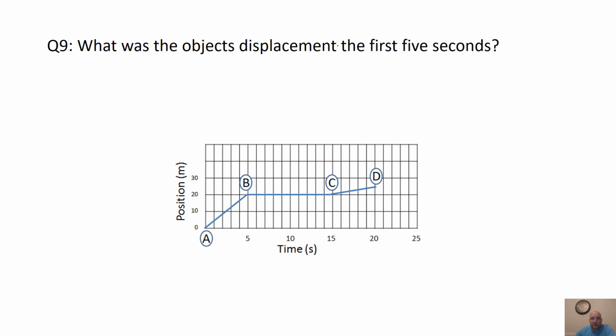Okay, what was the object's displacement during the first 5 seconds? So we're looking at this point right here, what happened here, and he went 20 meters forward. So he started at 0, we got to 20.